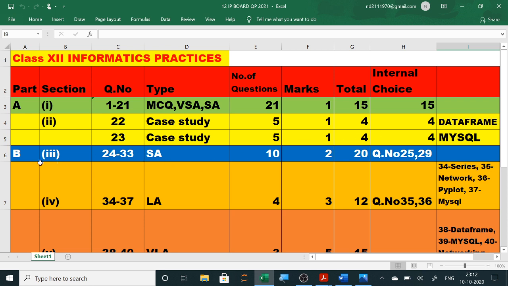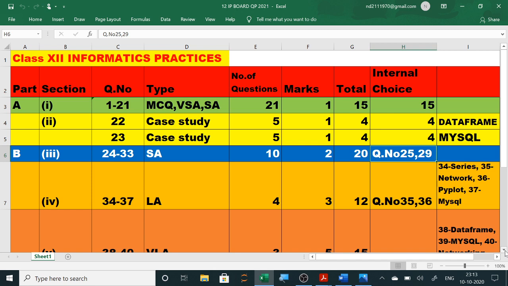Now the next is your part B, which is descriptive questions, descriptive answers you have to write. And here the 3 sections, section 3, 4, 5. Section 3 has 24 to 33, 10 questions, where each question is of 2 marks, so total 20 marks, and internal choice is there in any 2 of the questions. Then section 4, 34 to 37, 4 questions, and here 3 marks each, so total 12 marks. And here any 2 questions have internal choice.